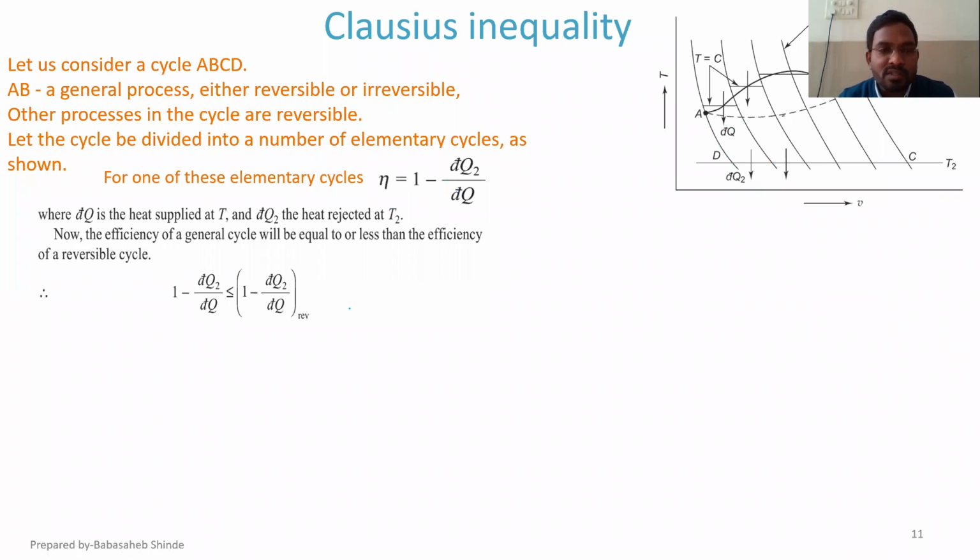So for this first cycle, thermal efficiency is equal to 1 minus dq2 by dq, because dq is the heat entering the system and dq2 is the heat leaving the system. So the relation will be 1 minus dq2 by dq. This is the efficiency relation.